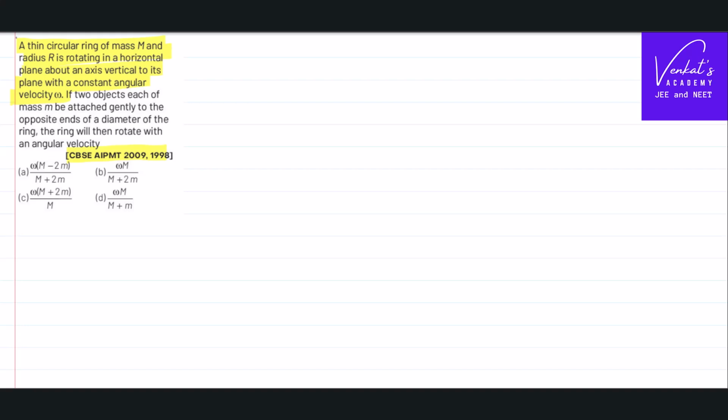A thin circular ring is rotating in a horizontal plane. This is a ring rotating in a horizontal plane like this. Its mass is capital M, its radius is capital R. I know the moment of inertia of a ring is MR squared. It has an angular velocity omega. So it has an angular momentum L automatically, which is equal to I omega. L initial is I, which is MR squared, times omega. This is all given for you.